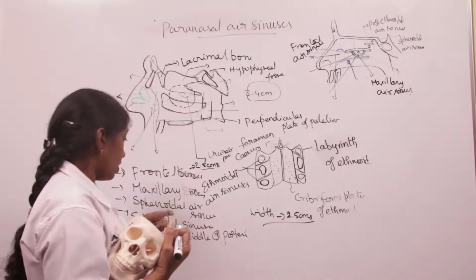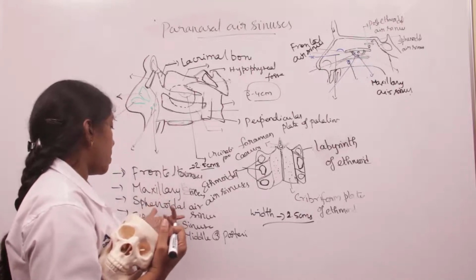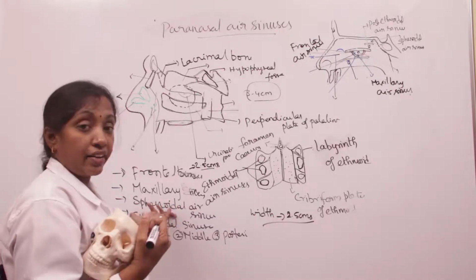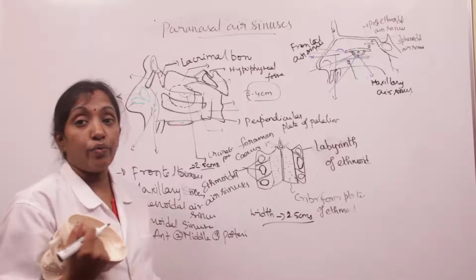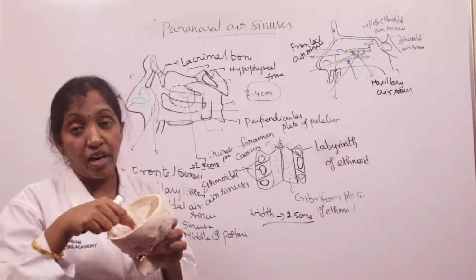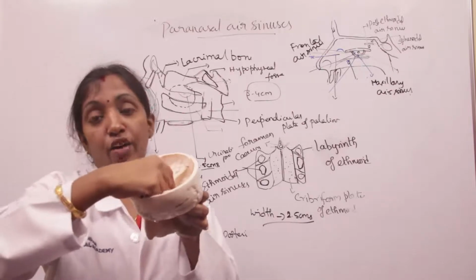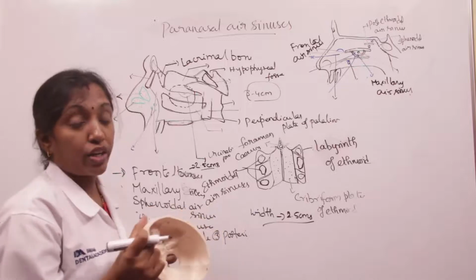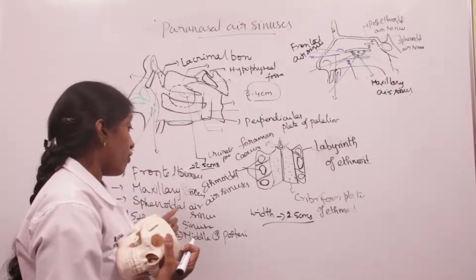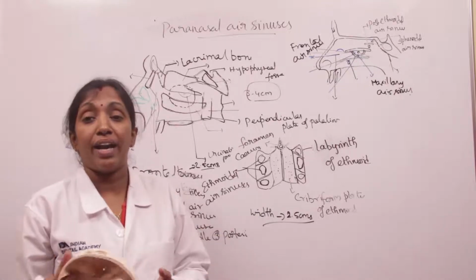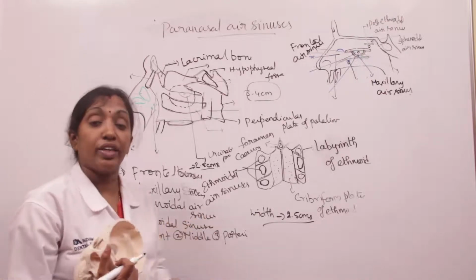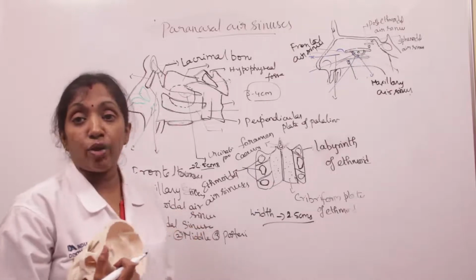Coming to the arterial supply of the sphenoidal air sinus, it is supplied by the internal carotid artery and posterior ethmoidal arteries. The venous drainage is into the pterygoid plexus of veins and also the cavernous sinus, because the cavernous sinus is present on either side of the body of the sphenoid. The nerve supply is derived from the orbital branches of the pterygopalatine ganglion and also the posterior ethmoidal nerve, which supply the sphenoidal air sinus.